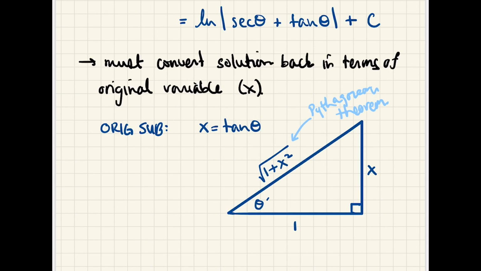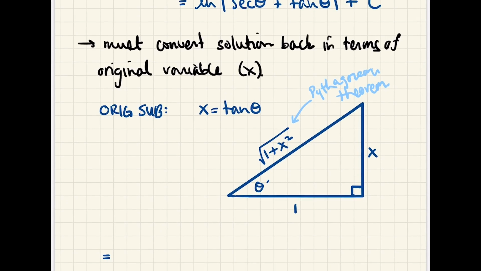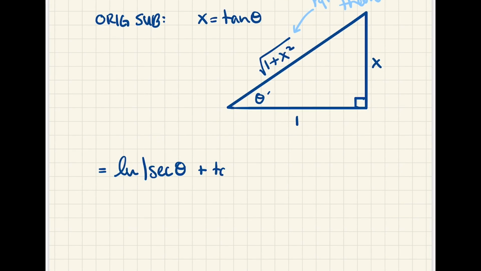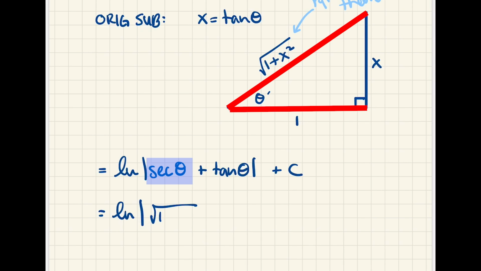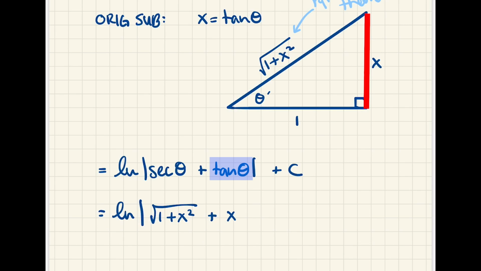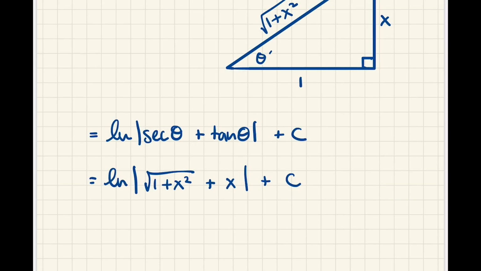And at this point, we can read sine, cosine, tangent, whatever, off of our triangle. So here's where we left off. Now we can read secant of theta and tangent of theta off our triangle. Well, secant of theta is hypotenuse over adjacent. And tangent of theta is in fact just x, right? It's opposite over adjacent, or you can of course see that tangent of theta is x from the original substitution. And now we have a solution in terms of x.